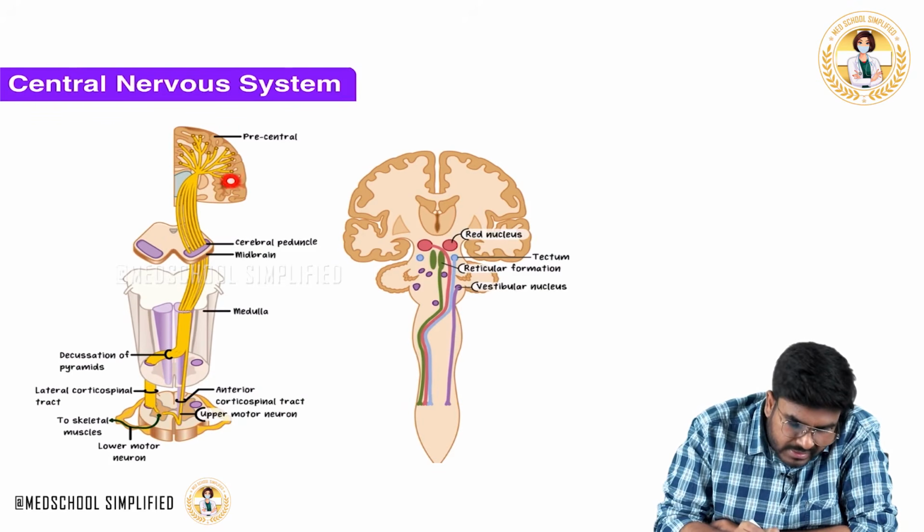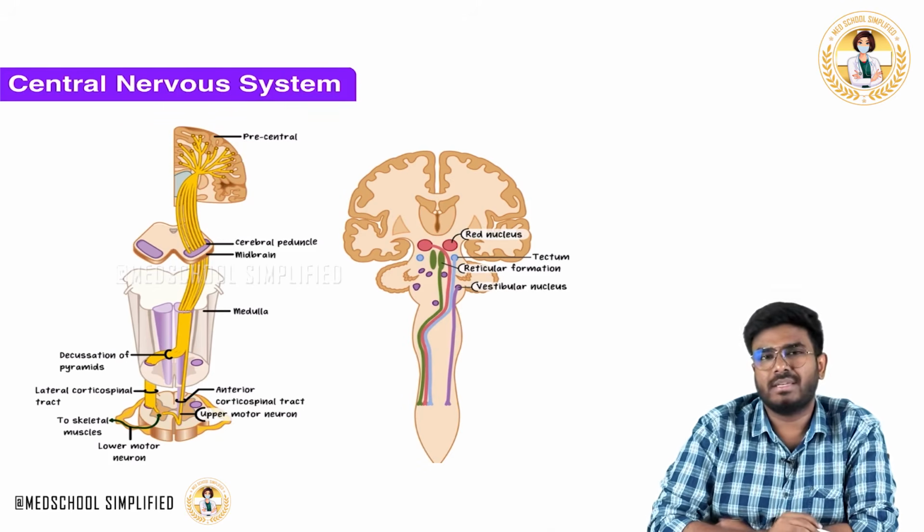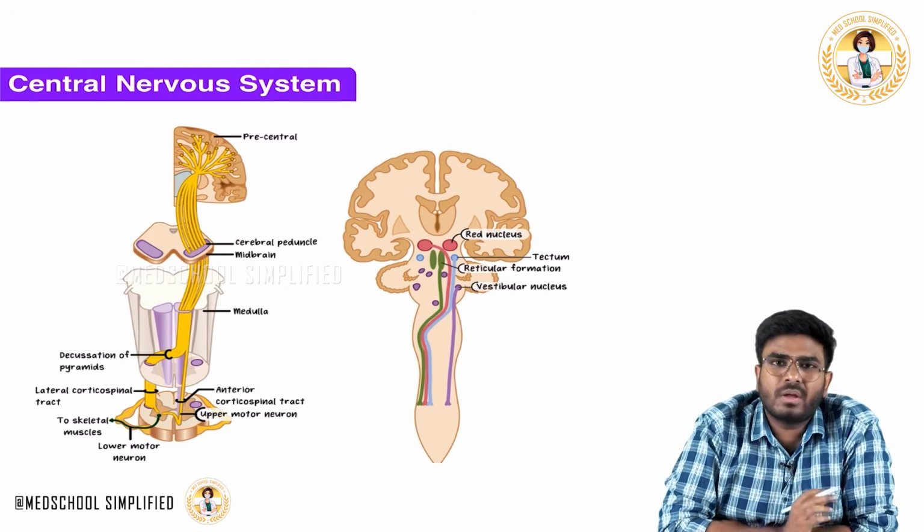They are starting from the cortex. This is the cortex, right? So the upper motor neurons are starting from the motor cortex. Okay, the upper motor neurons are starting from the motor cortex. Now, here I want you to know this one point.